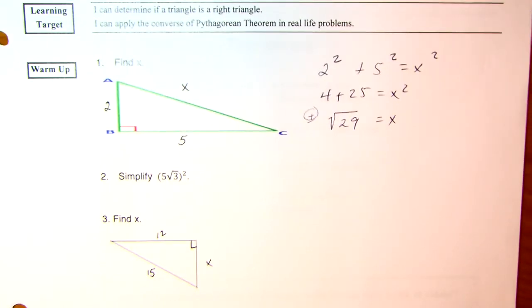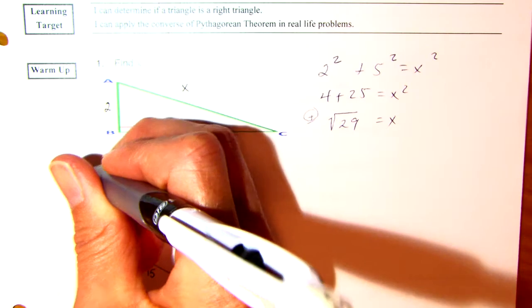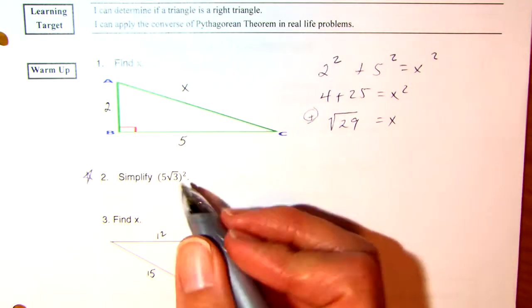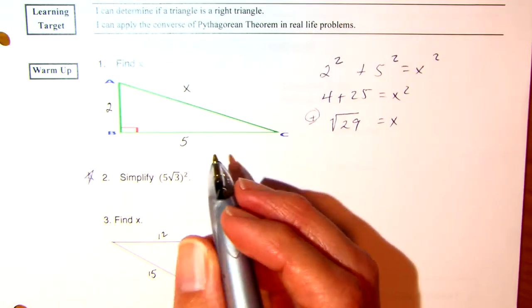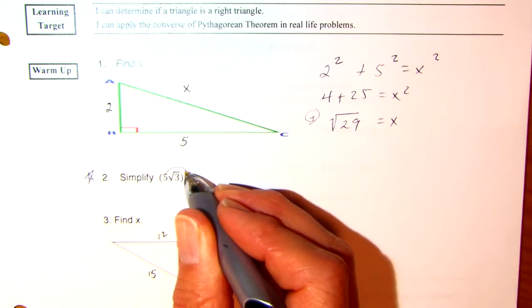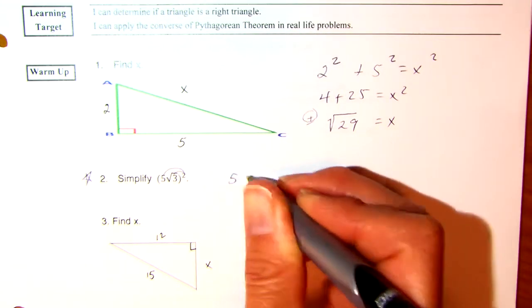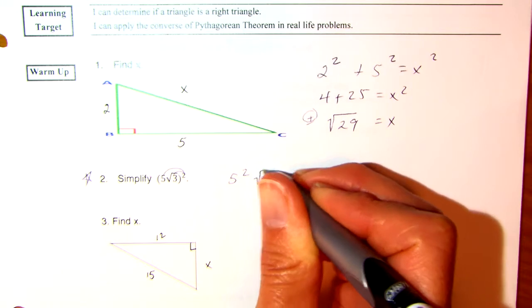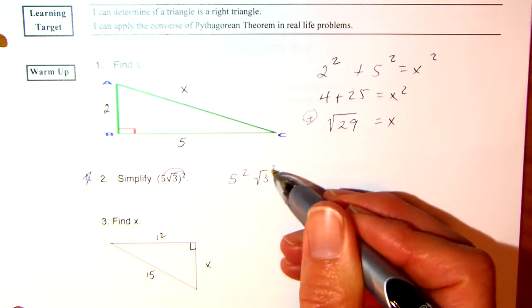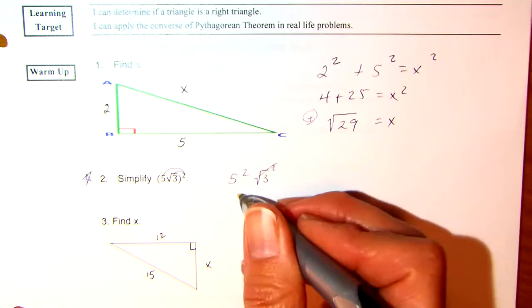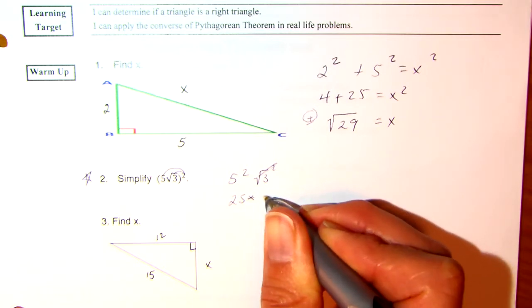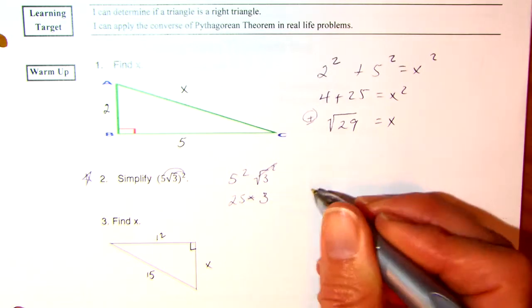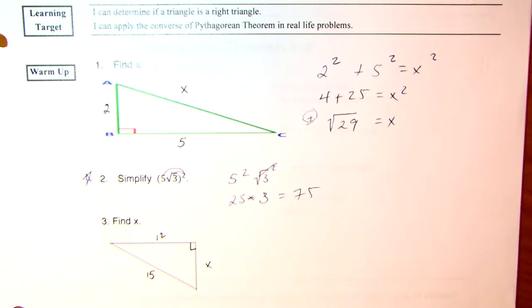All right, simplify. Now, I really like this one. So when you're going to simplify a number, you want to square both parts. Square the 5 and the square root of 3. And what happens to the square root of 3 and a square? They cancel each other out. So this will be 25 times 3. I almost wrote 9. Is equal to 75.